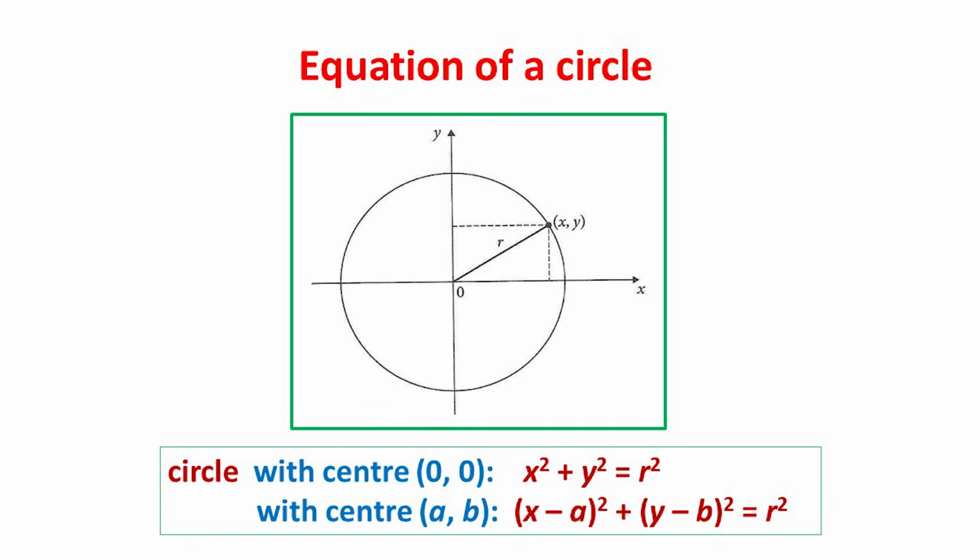To find the equation of the circle on the left, with its centre at the origin and with radius r, we see from the right-angled triangle with longest side r that, by the Pythagorean theorem, the point with coordinates x and y satisfies the equation x squared plus y squared equals r squared. For a circle with its centre at the point a, b but still with radius r, the corresponding equation is x minus a all squared plus y minus b all squared equals r squared.